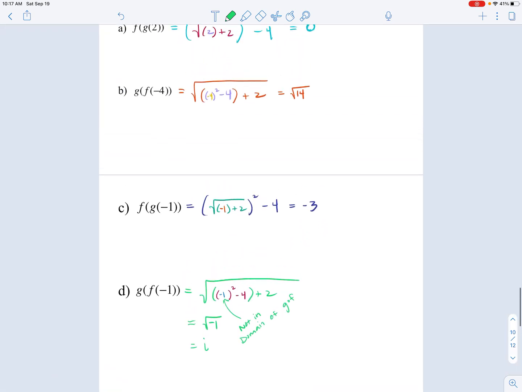Okay, so the big takeaway here, what we've done in this section, we're creating new functions from performing operations or composing some given functions, and then for finding the domain of the new function, make sure you take domain restrictions before you do any big simplifications.